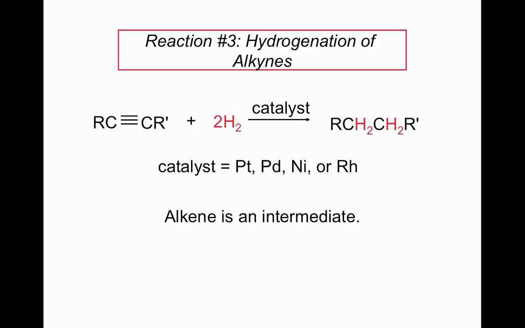Although you don't need to know the mechanism of this reaction, it's important to note that the reaction is a two-step reaction in which an alkene intermediate is formed. This intermediate comes from the reduction of the first pi bond to produce an alkene. The second addition of hydrogen to the remaining pi bond produces the alkane.